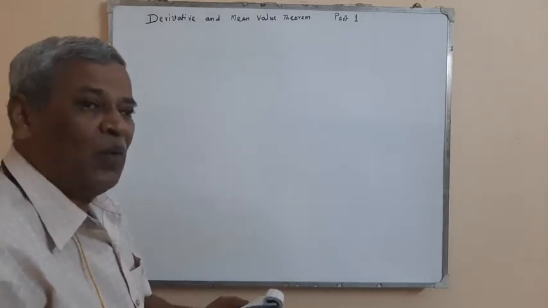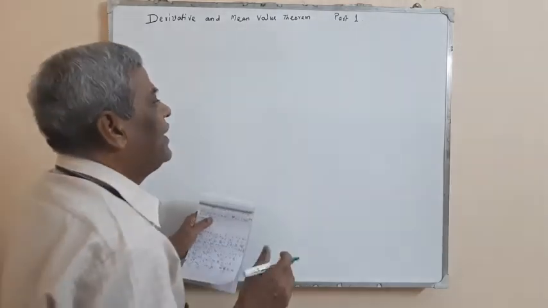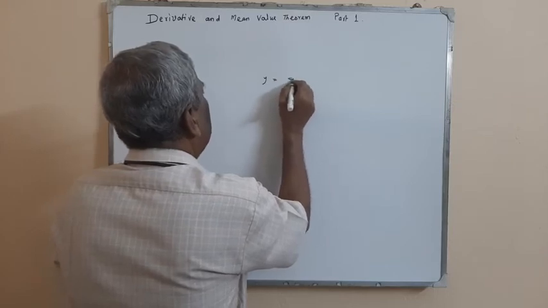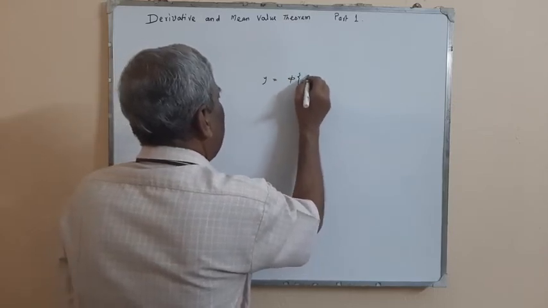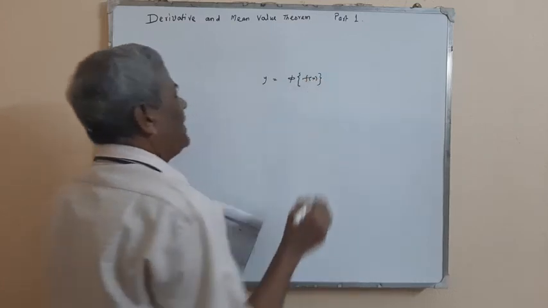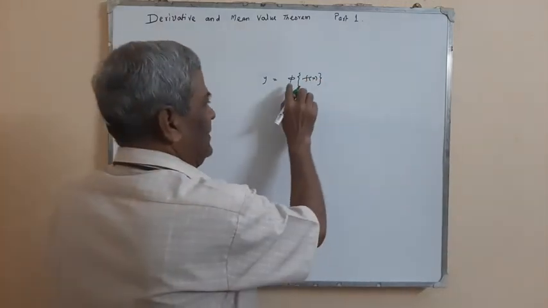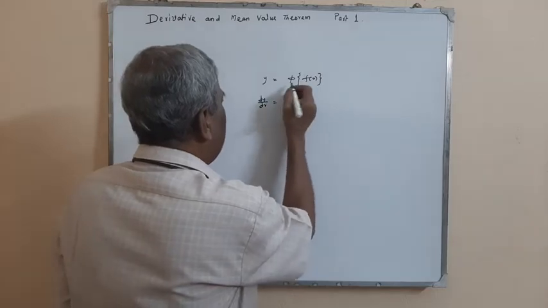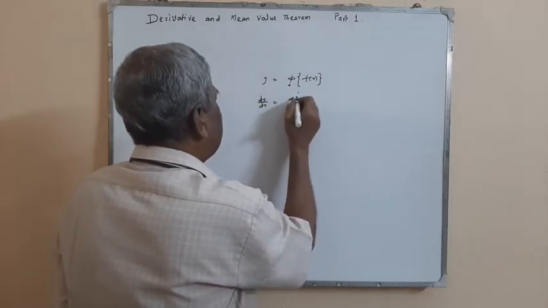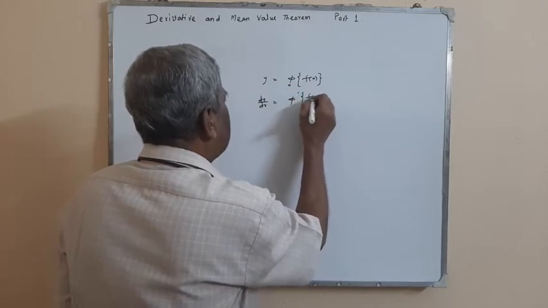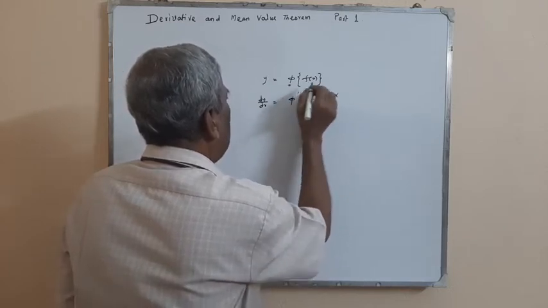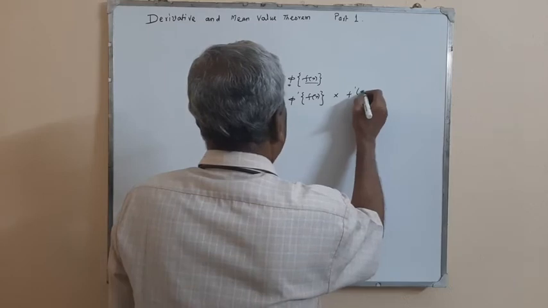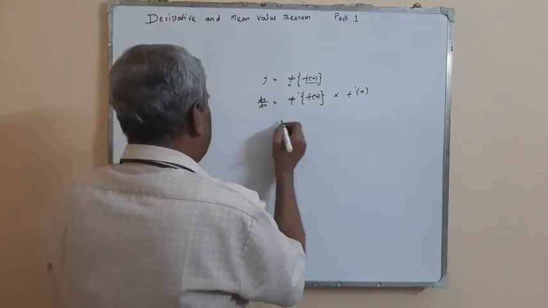and only very few cases I tell you, if a function is of the form y is equal to phi of f x, function of a function, its derivative dy dx is the derivative of the first function, that is phi dash of f x, then into derivative of it, that is f dash x.